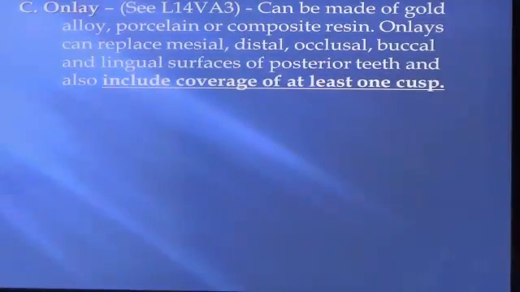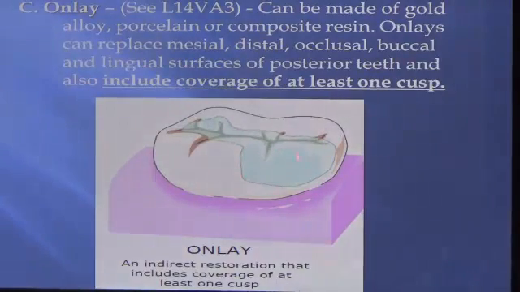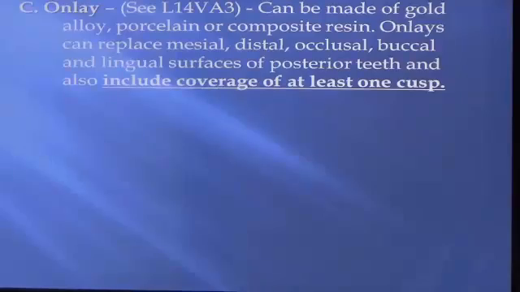And you can have an MOB onlay, MODL onlay. Once you cover that cusp, so if this cusp broke, then you've got an MOB onlay, because you're covering, onlaying that cusp. So it includes at least one cusp coverage. You can cover 2 cusps, you can cover 3 cusps, like that.